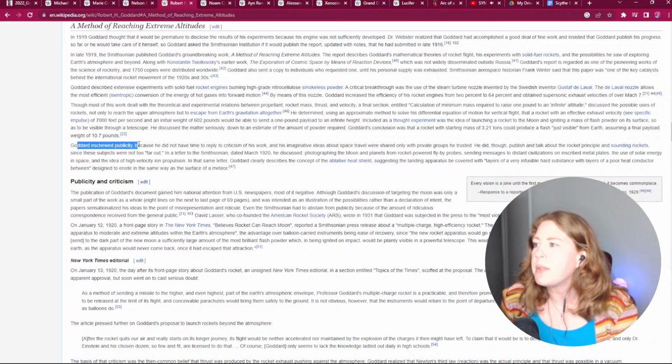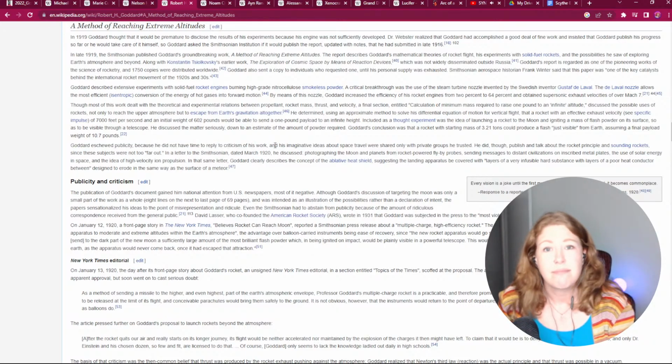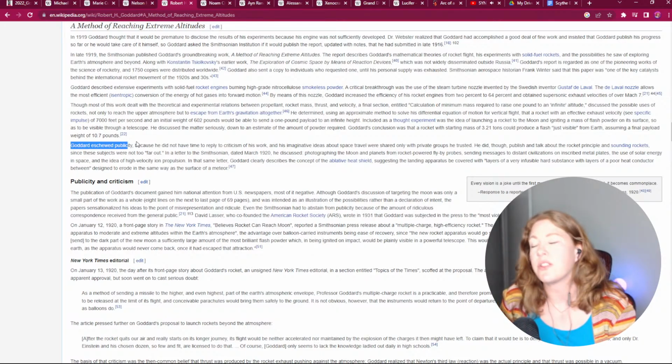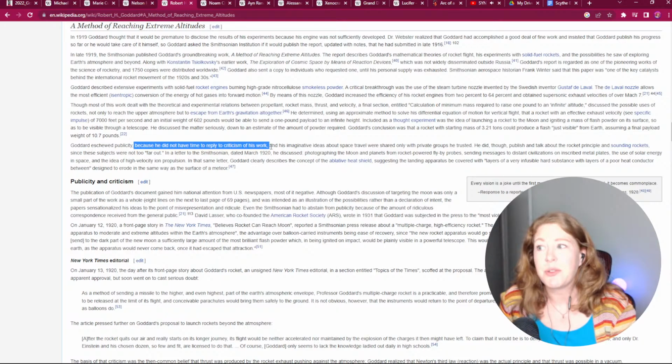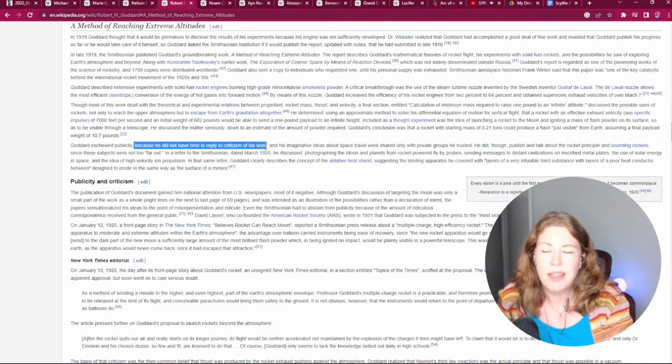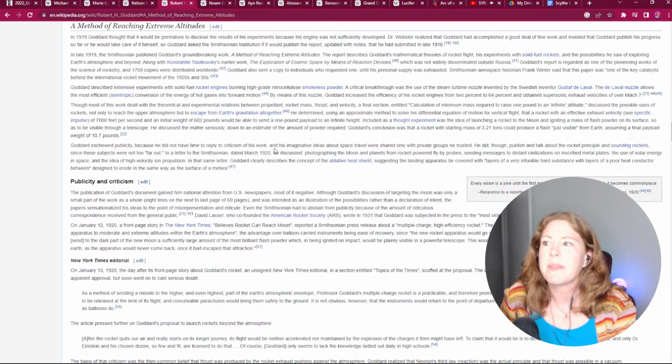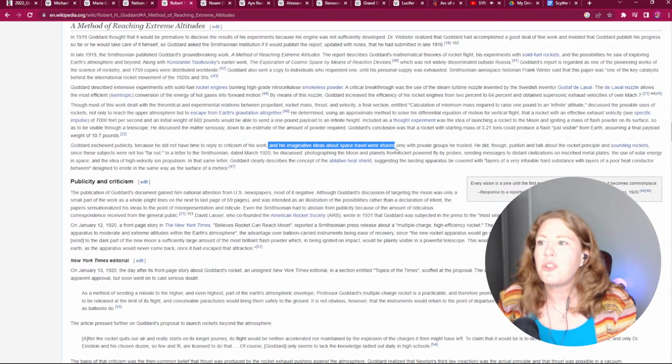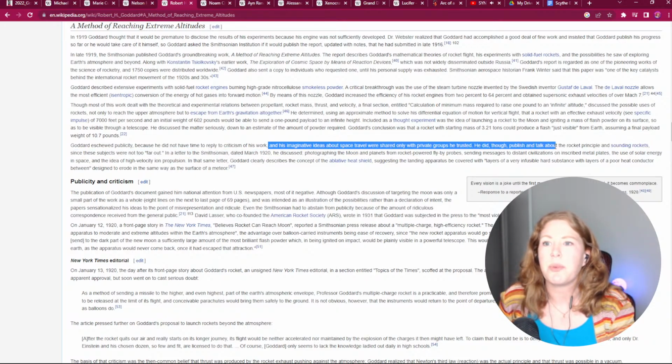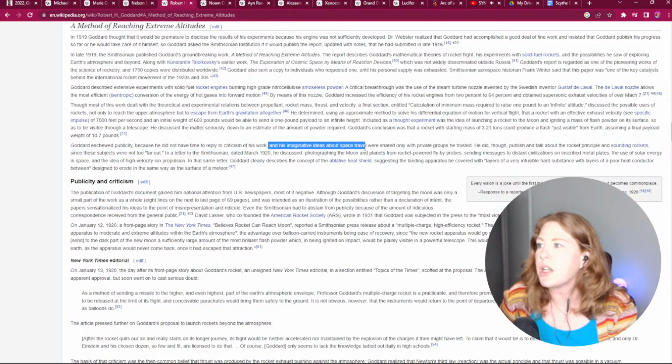Goddard eschewed publicity because he did not have time to reply to criticisms of his work. That's kind of the opposite, though, of the real-life Goddard, right? The real-life, or the Scythe Goddard, he was all about publicity, always about being in the spotlight. But he does not have time to reply to criticism, right? He's always saying people are calling him out. And his imaginative ideas about space travel were shared only with private groups he trusted. He did, though, publish and talk about the rocket principle and sounding rockets, since these subjects were not too far out.